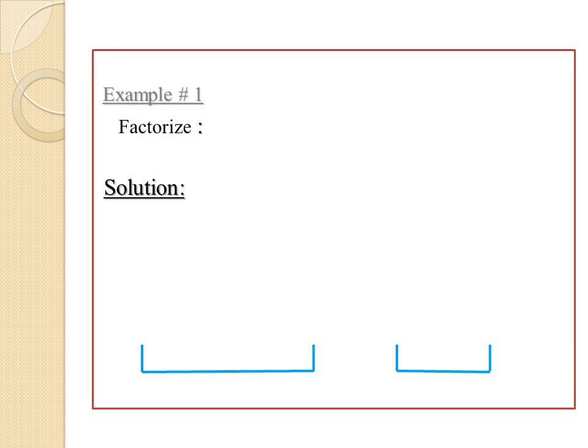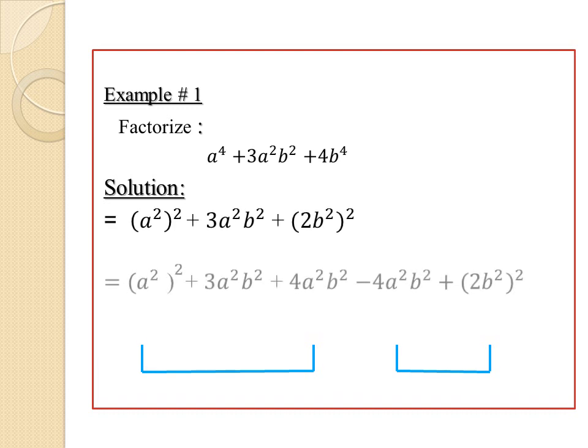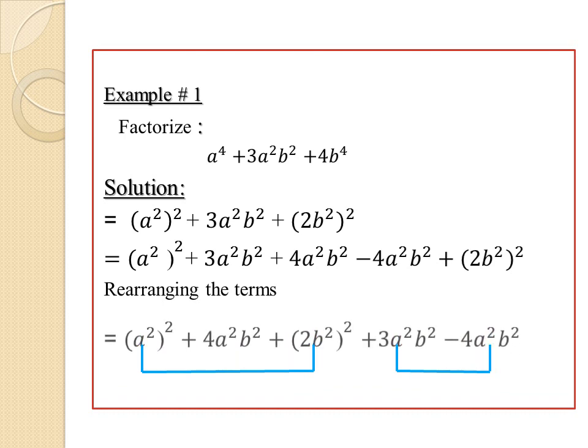To clear the concepts, let us solve example number 1, which is factorize a4 plus 3a square b square plus 4b4. Students, you just need to follow the steps given in the previous slide to solve this question. The first step was to identify perfect squares, which are the first and third terms in this question. Next, as we know that the 2ab term is 4a square b square, so add and subtract accordingly. Rearranging the terms to close the identity, we will get this expression.